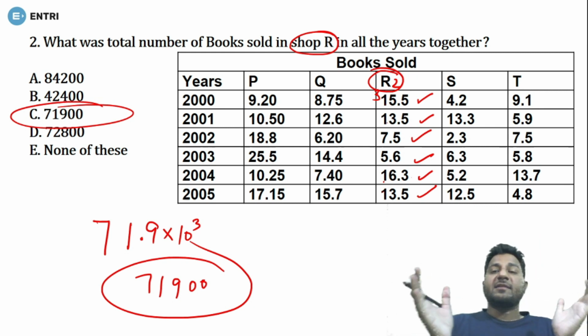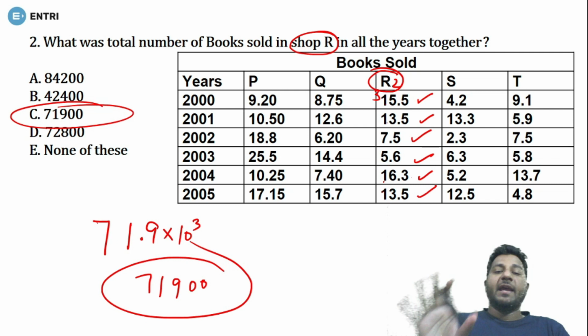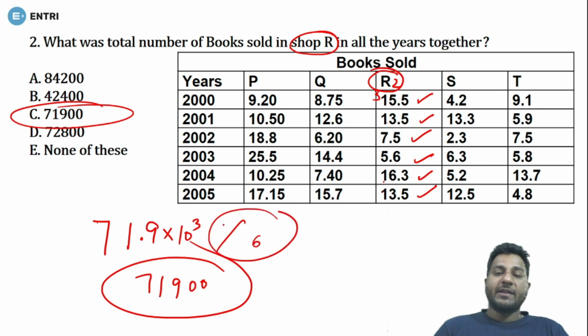So here is the method of solving a question. If they had asked you about the average value, what would you do? You would have divided it by 6 to get the average value. But it hasn't, so you don't need to do that. Okay.